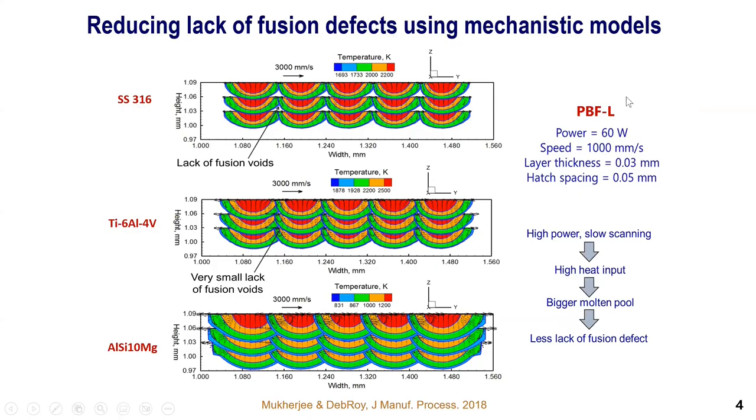For the same process parameters, inside the stainless steel 316, some unmelted regions remain, whereas for the casting alloy, aluminum silicon 10 magnesium, the overlaps are sufficient to not have any lack of fusion voids. In short, we know that higher power, higher heat input results in bigger molten pool and reduces the lack of fusion defect. So one would think that it is okay to use a mechanistic model to alleviate this problem.